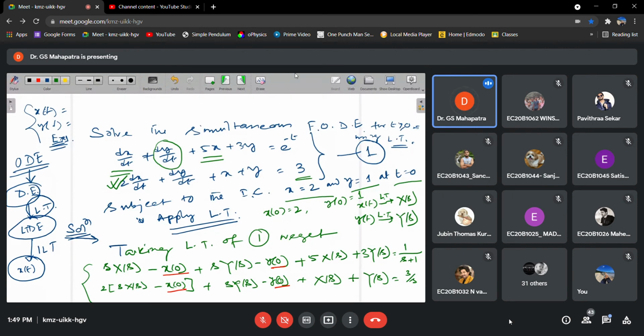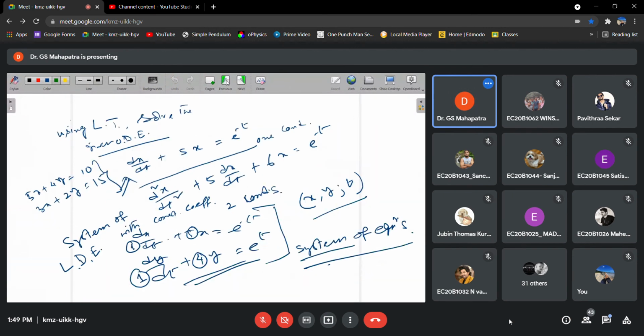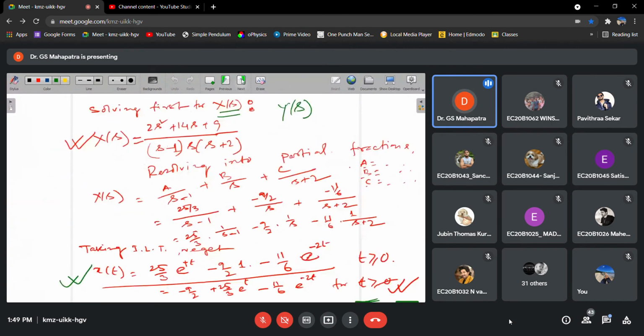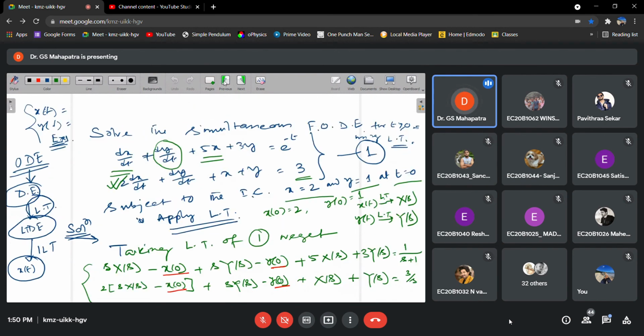So what is that? This is the answer, x of t: minus 9 by 2 plus 25 by 3 e to the power t minus 11 by 6 e to the power minus twice t. So this is our known one. Now, what is the given? The equation number 1. So this is the given system of equations.